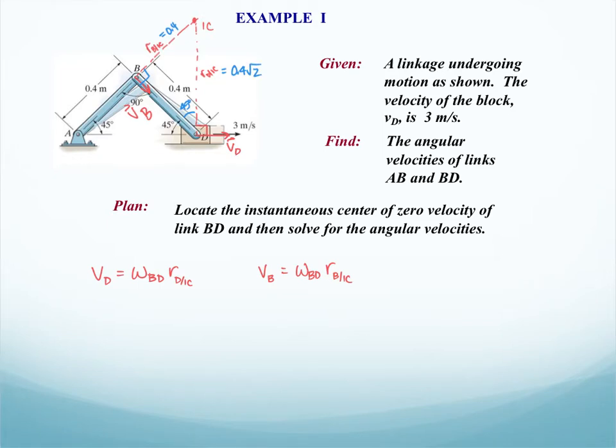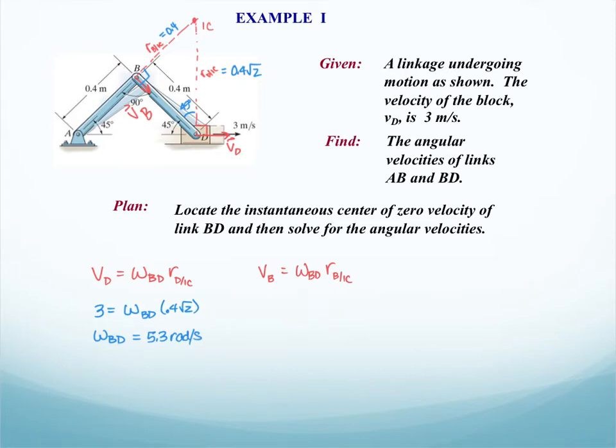So what I start off with is I go, hey, I know the velocity of D, it's actually 3 meters per second. And that's going to be equal to the angular velocity of that piece BD times the radius, which I just found was 0.4 times the square root of 2. So I can find the angular velocity of this piece BD, and it turns out to be 5.3 radians per second.